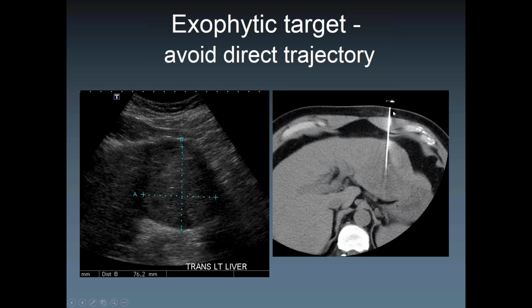Here's another example where you have a bunch of subcapsular liver lesions. These are Mets, but still, again, try to avoid going directly through that. That's also an outside ultrasound-guided imaging here. You want to try to get through some tissue first that's not target tissue, if possible.